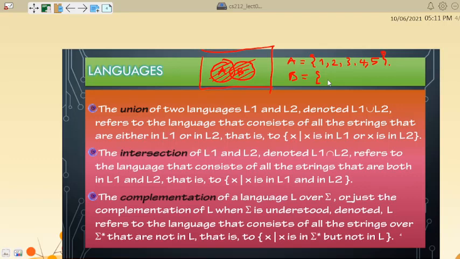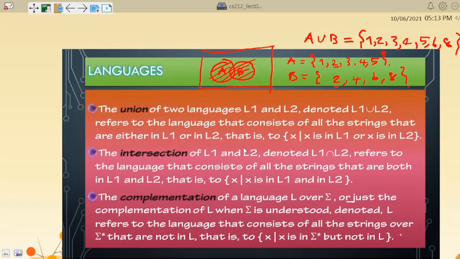For example, if A is the set {1, 2, 3, 4, 5} and B equals {2, 4, 6, 8}, then A union B is: we take all the elements in A and all the elements in B, and they become the elements of A union B. But if we have the same element in both, we take one.